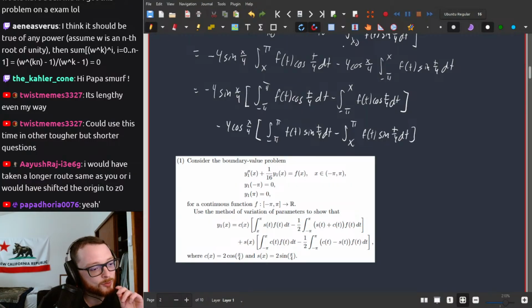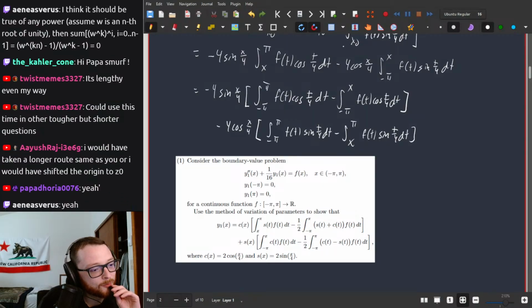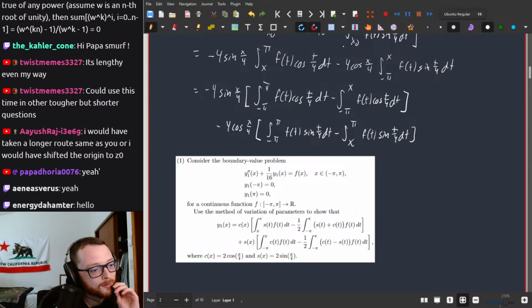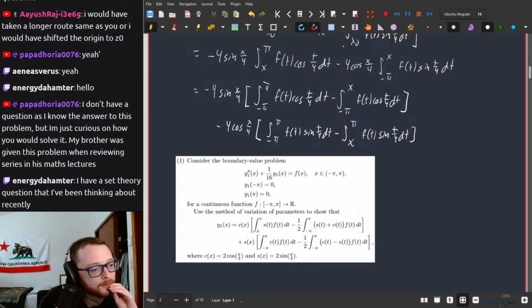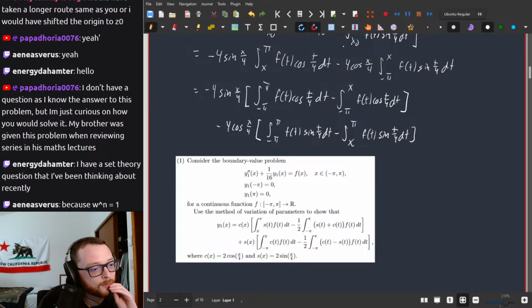So, oh, you're doing like a geometric sum formula. W to the Kn minus 1. How do we know W to the Kn is equal to 1? Hey, energy. Is W... Oh, ha, fair, yeah. Okay, yeah, that's a pretty slick proof, Aeneas. I like that. Set theory question? Yeah, sure. Hit me with it.